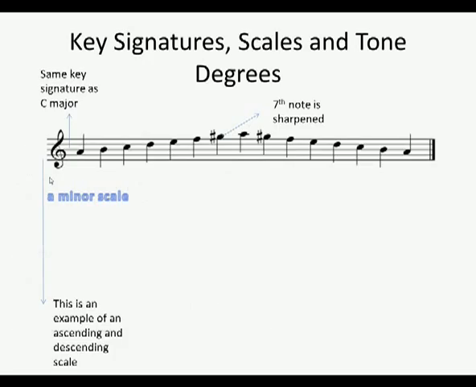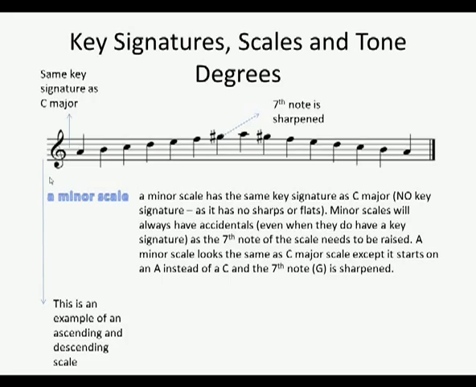Okay, A minor scale. A minor scale has the same key signature as C major. Really, no key signature, as it has no sharps or flats. But minor scales will always have accidentals, even when they do not have a key signature, because the seventh note of every minor scale needs to be raised. An A minor scale looks the same as C major scale, except it starts on A instead of C, and the seventh note, which would be the G, is sharpened. So you can see the scale goes A, B, C, D, E, F, G sharp, A. Okay, and this is an example of an ascending and descending scale.